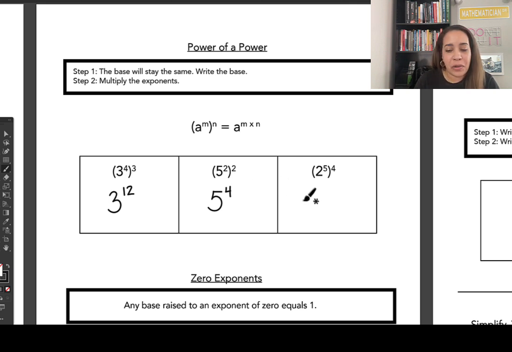One last example, we are going to keep the base the same, so we copy down the 2, and then we will multiply the exponents. 5 times 4 is 20.